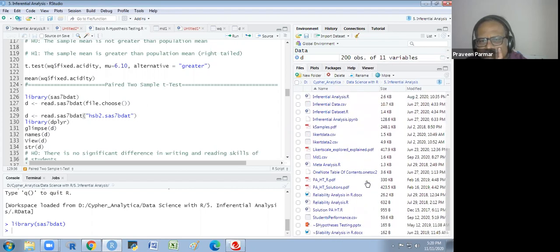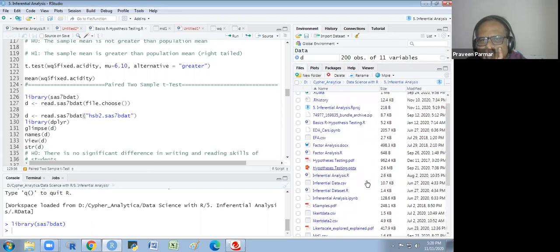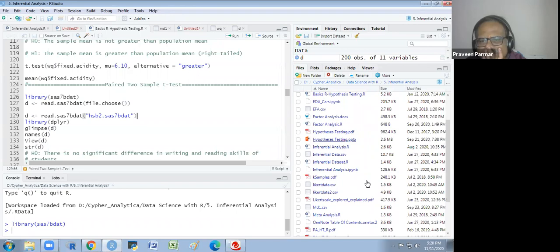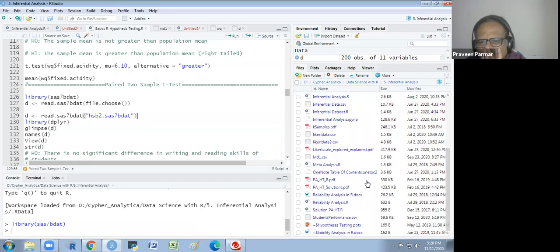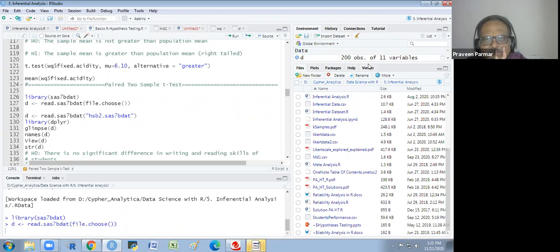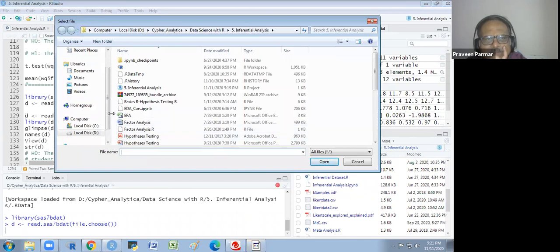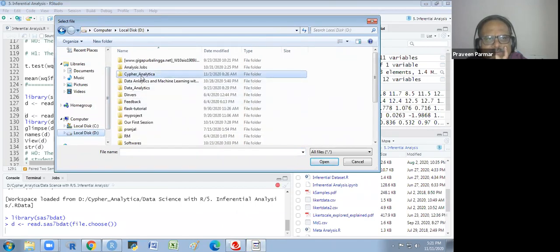So I show you that the data must be here, HSB. No, that data is not here in this folder. If the data is not in the same folder, then you use read.sas7bdat with file.choose. Instead of this, you write file.choose and you run it. I remove all this first, so I get a pop-up window and I will see where that data is.